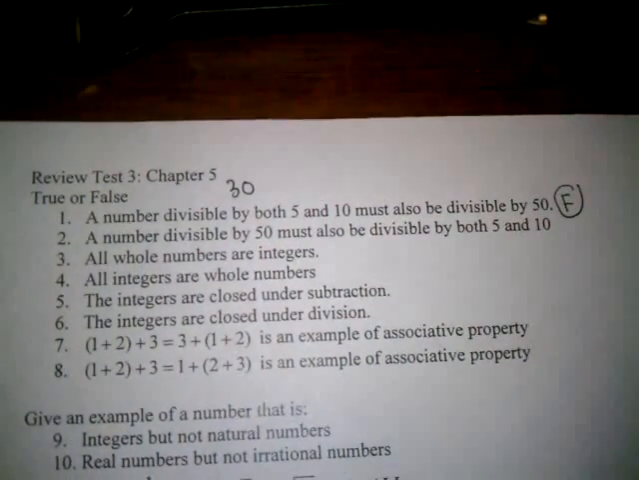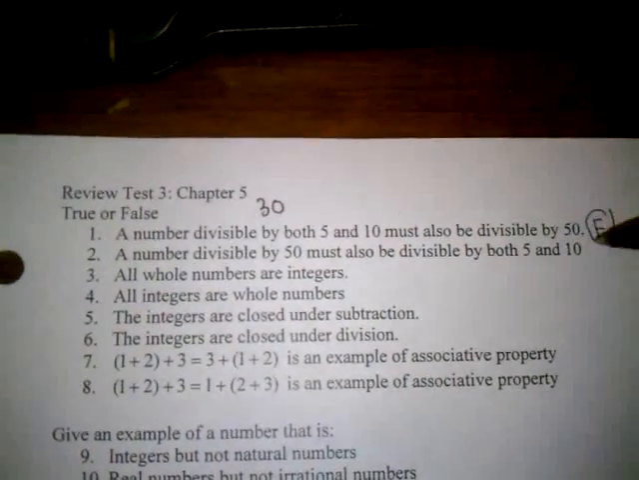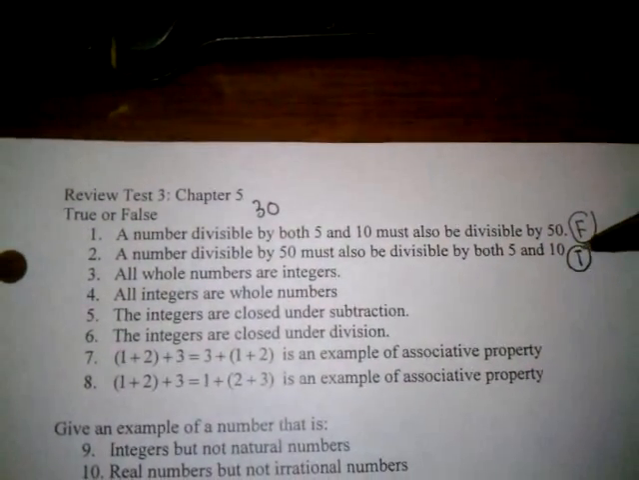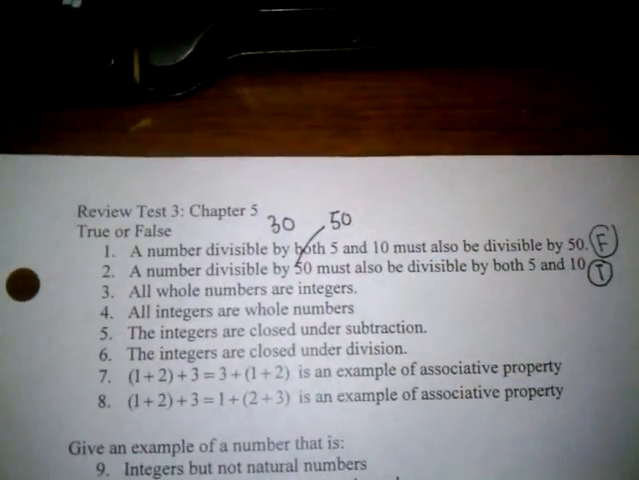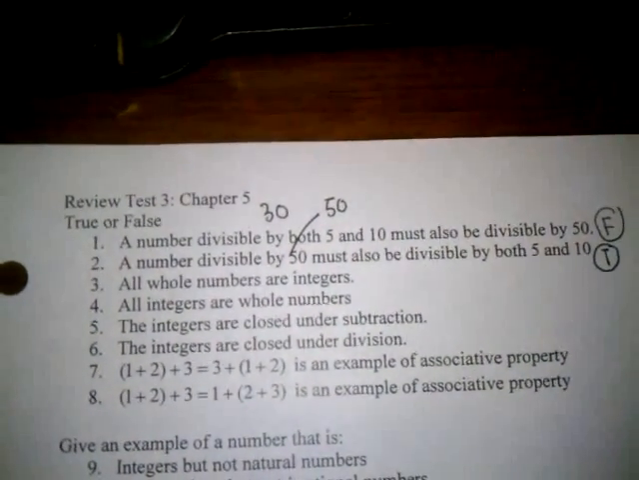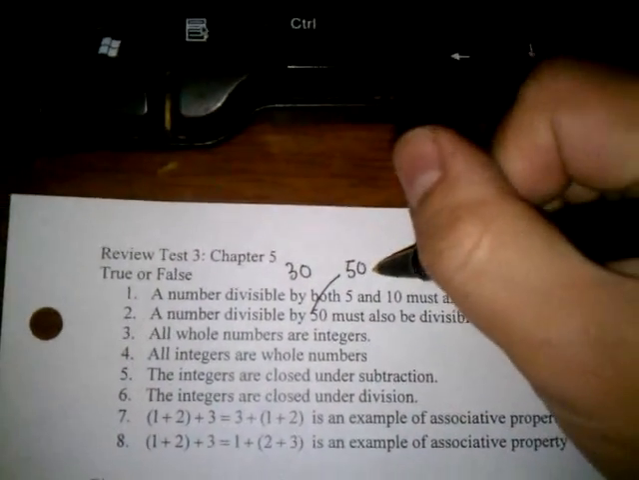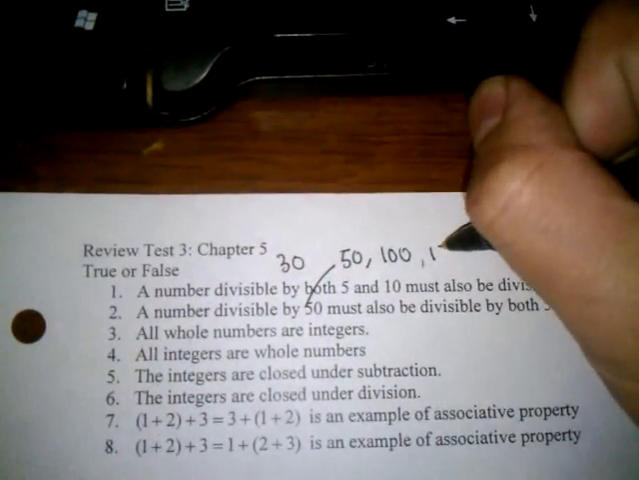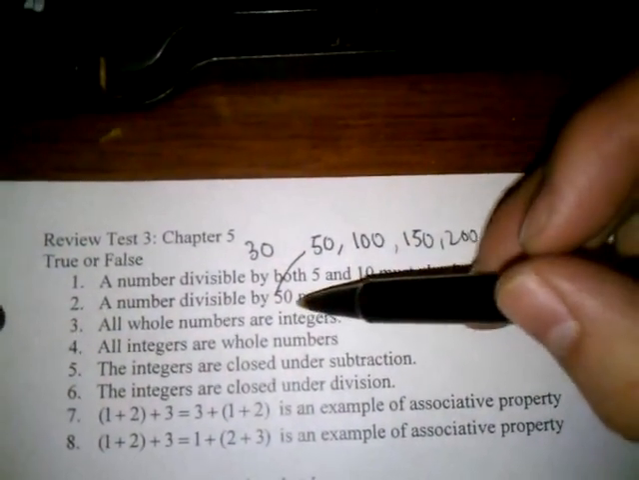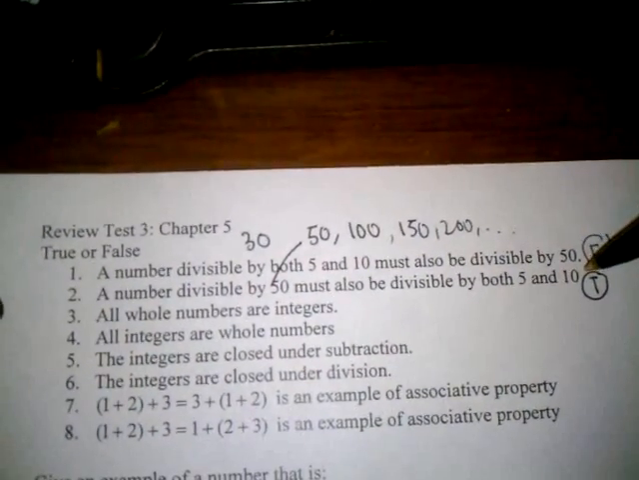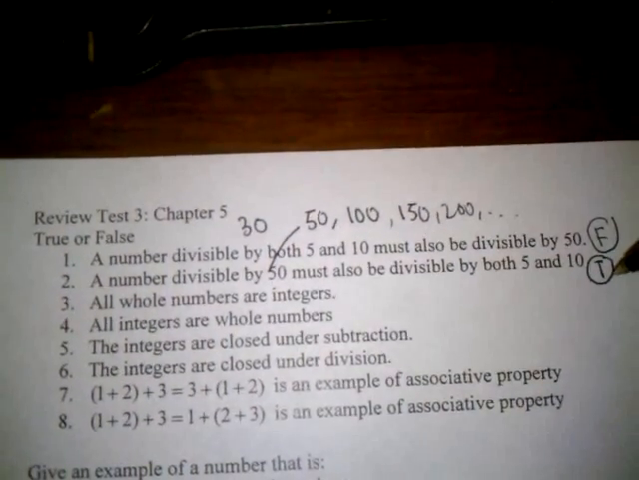The second question is, if a number is divisible by 50, it can also be divisible by 5 and 10. This answer is true because, let's say, 50. The number 50 can be divided by 50, and it can also be divided by 5 and 10. 100, 150, 200. These numbers can be divided by 50, and those numbers can also be divided by 5 and 10. That's the reason why the answer to question 2 is true.